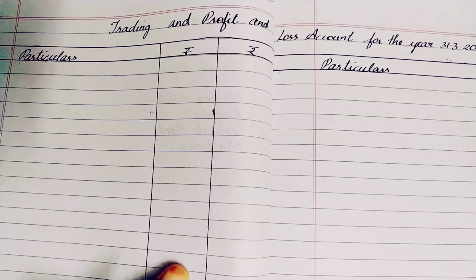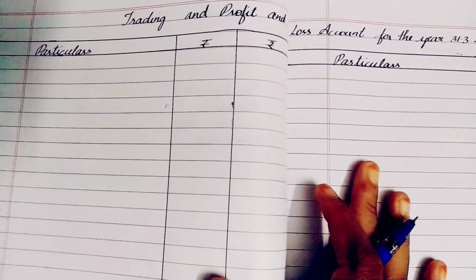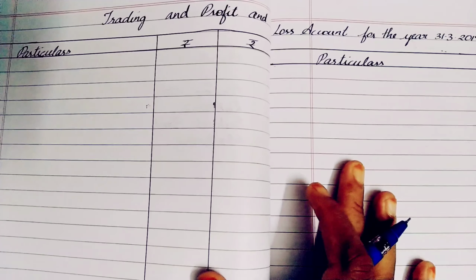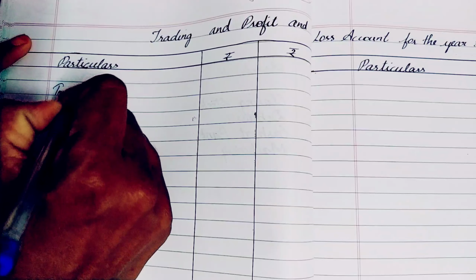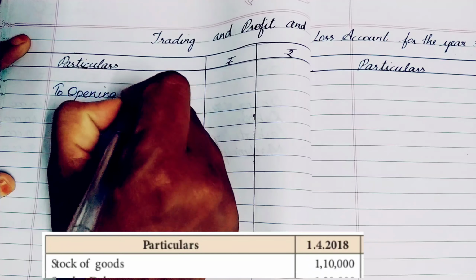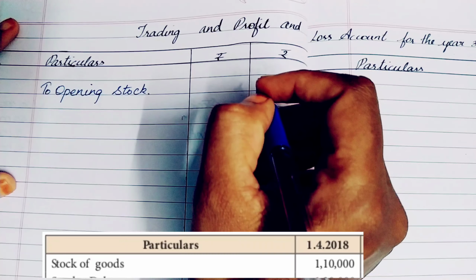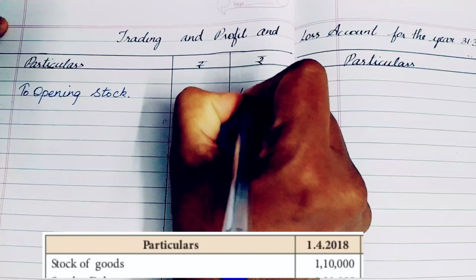Next, let's start with the trading and profit and loss account for the year ending 31st March 2019. On the debit side and on the credit side, particulars and rupees have been written. First, let's go to the debit side and start with the first item, that is to opening stock. This detail can be taken from the other information given in the problem, stock of goods. Now opening stock comes under the column 1/4/2018. So that is 1,10,000.